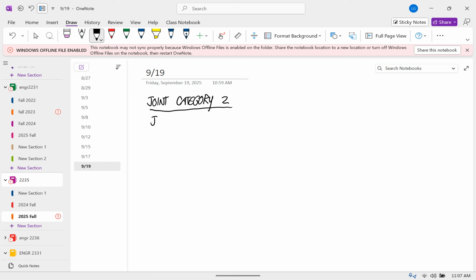So these are joints that apply a force with an unknown direction. The last one, we knew the direction.